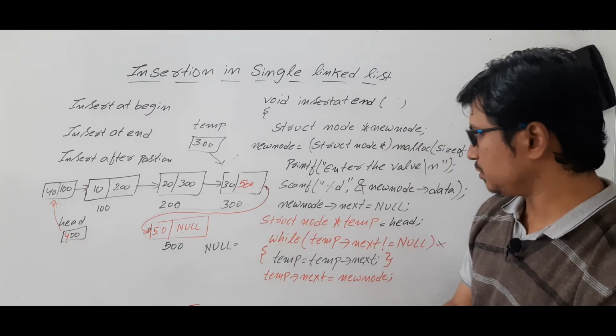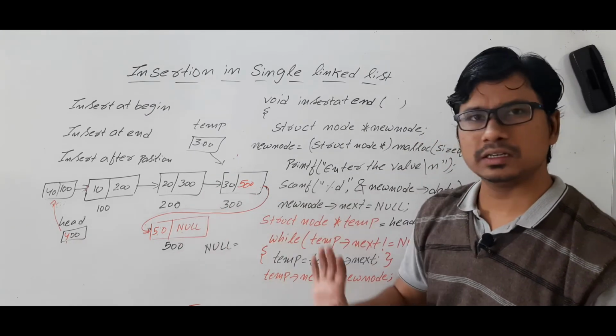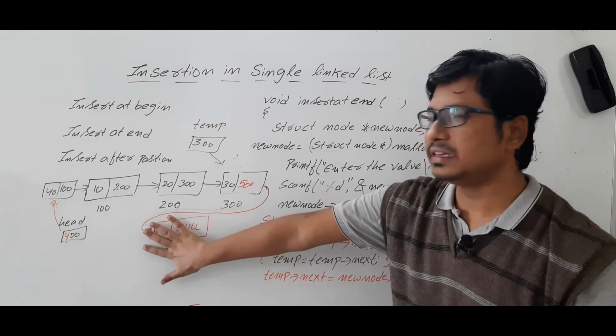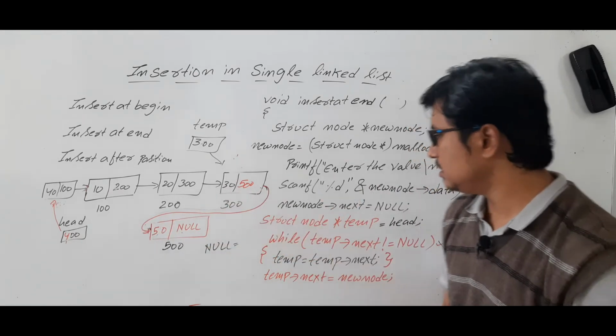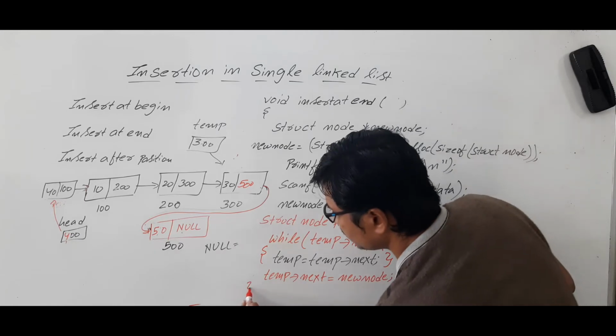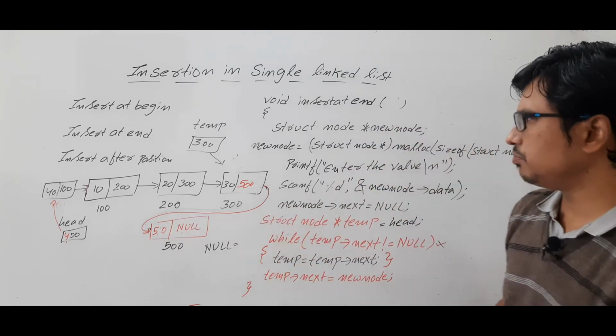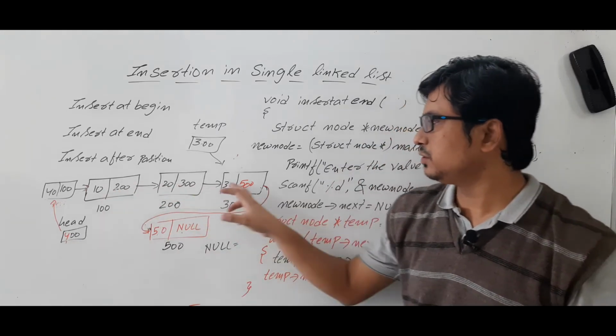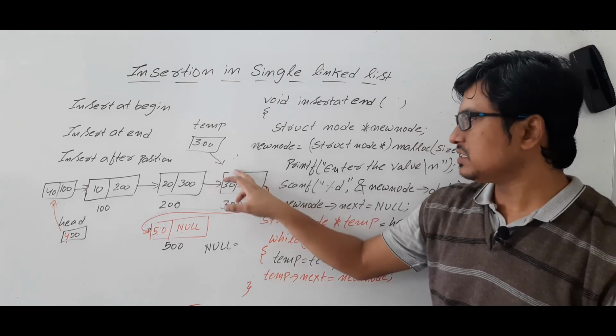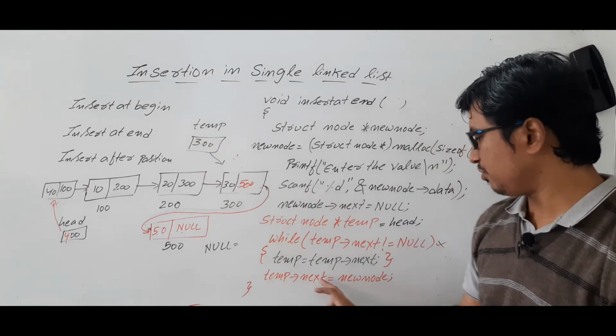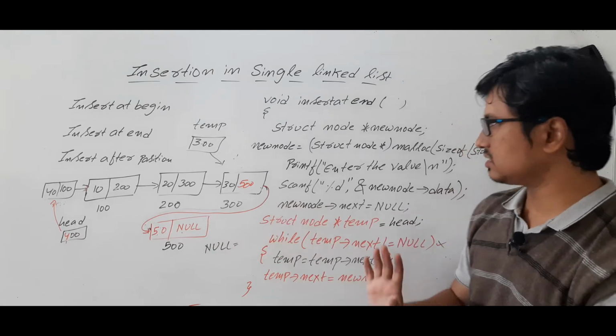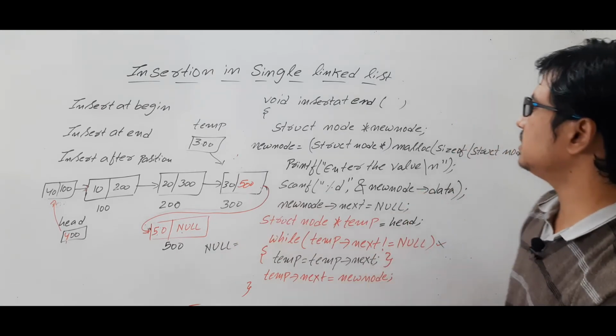Then what you have to do? Anything else? Nothing. Is it clear? You have successfully inserted this node at the end. So you can close the function. That's all. It is very simple. The only task is that you need to traverse up to the last node. Once it is done, you can write temp of next is equal to new node. That's all. Insert at the end is done.